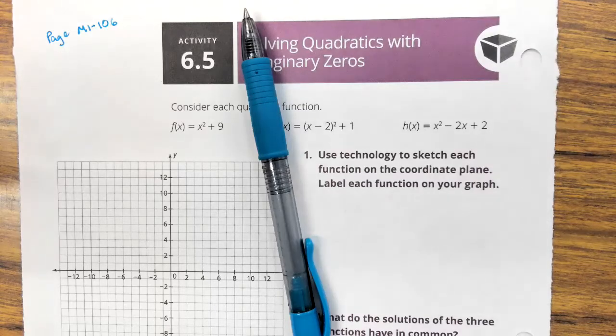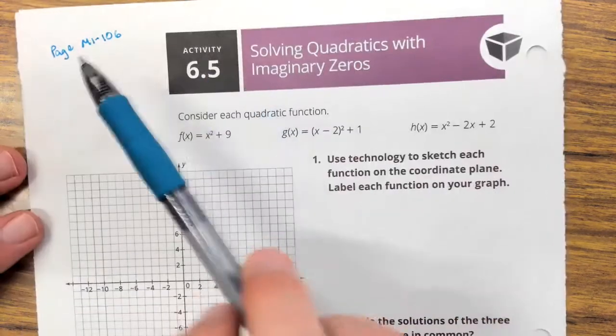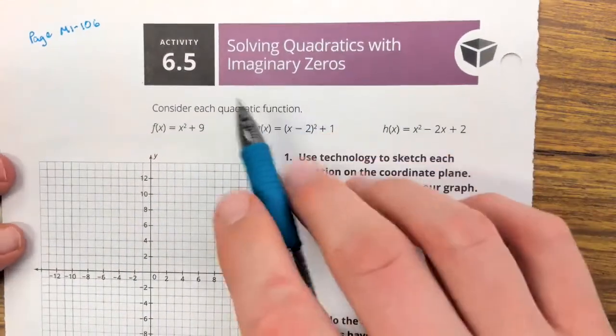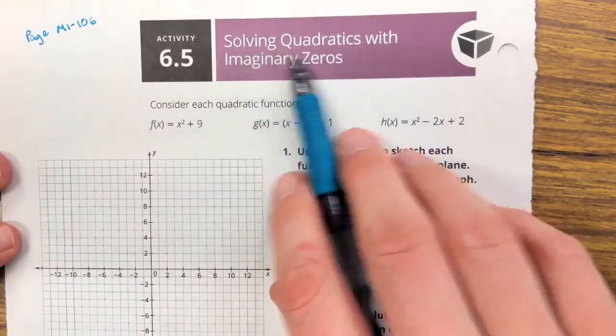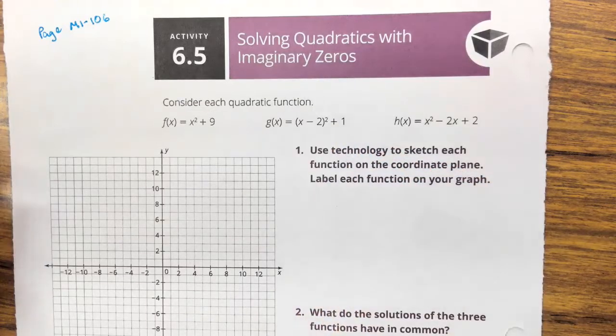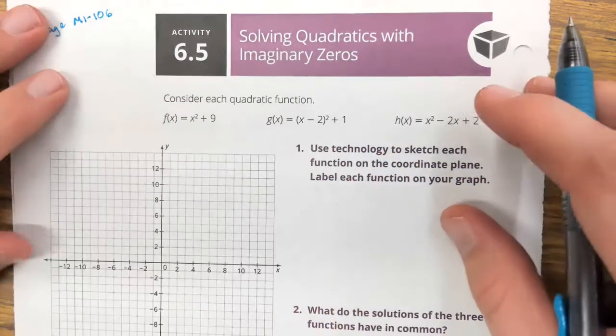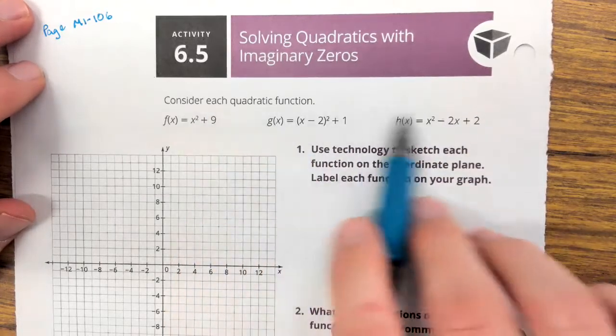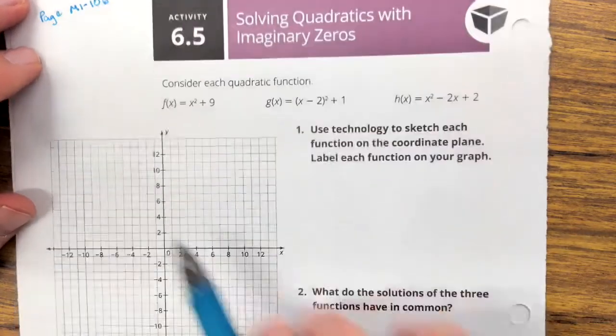Hey guys, welcome back. I am working on page M1-106 from your textbook, and the title of this is, of course, Solving Quadratics with Imaginary Zeros. So this is the thing that we've been working up to all week long, and that is finding solutions when our functions do not cross the x-axis.